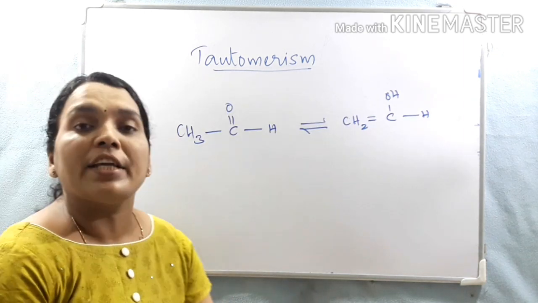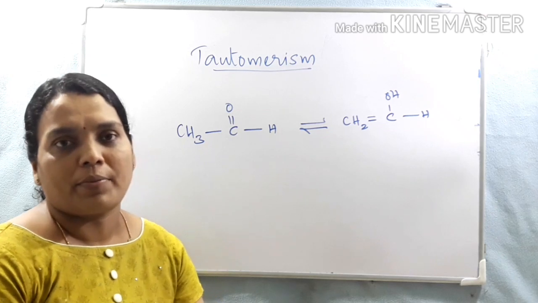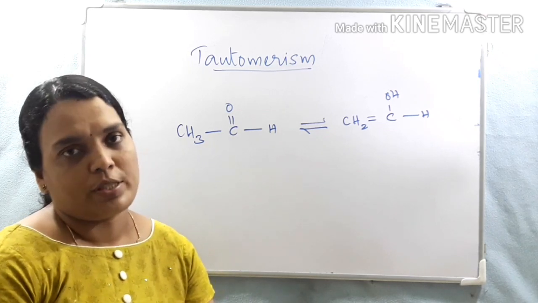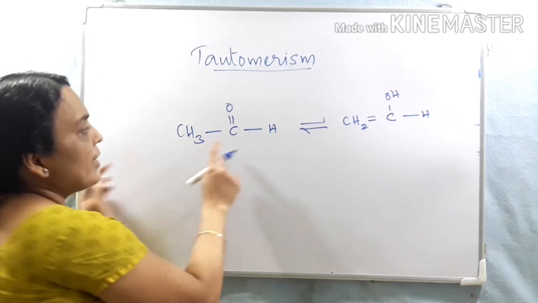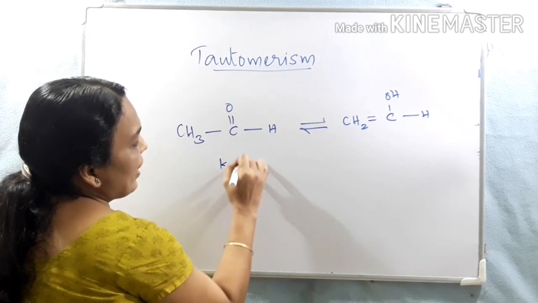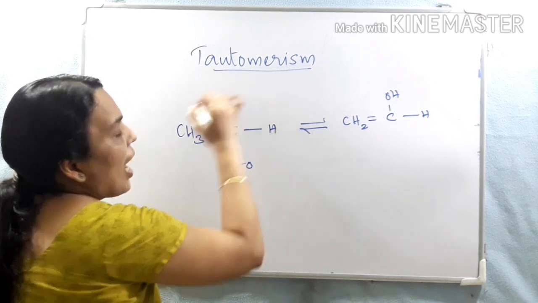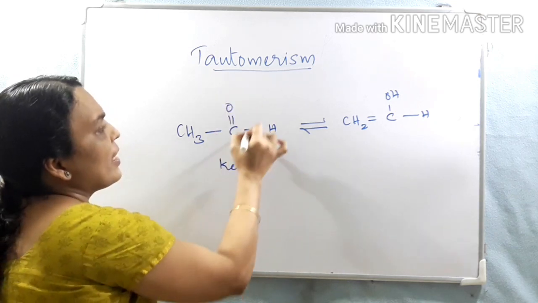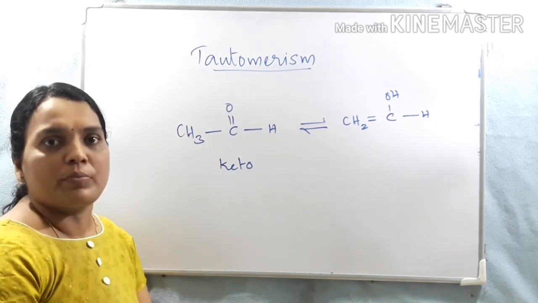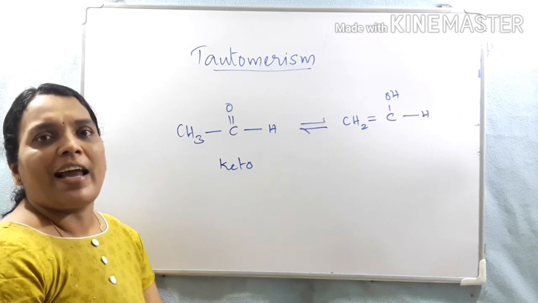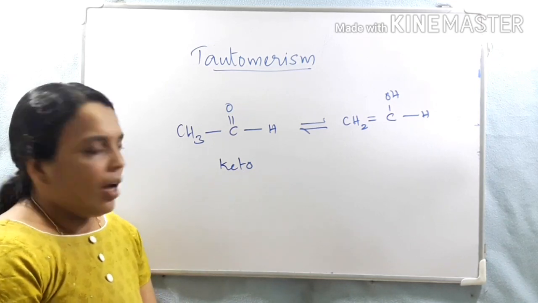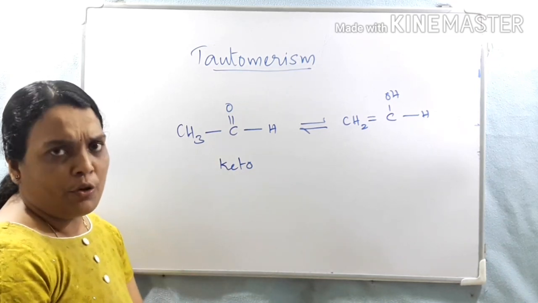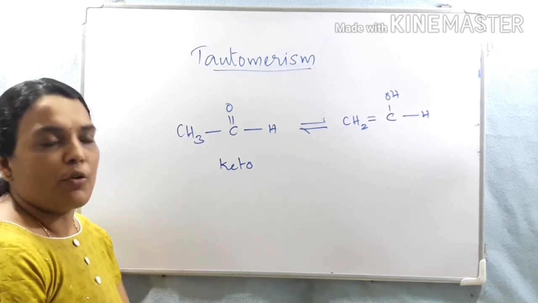It is called keto-enol tautomerism. Look here. This is a keto form. That is, a carbonyl functional group is there. Actually, it is an aldehyde, but there is a carbonyl functional group, which is a polyvalent atom that we consider. That is why we call it a keto form.